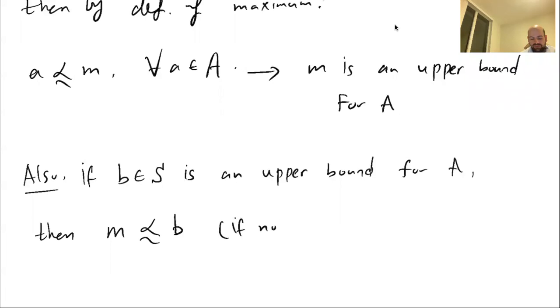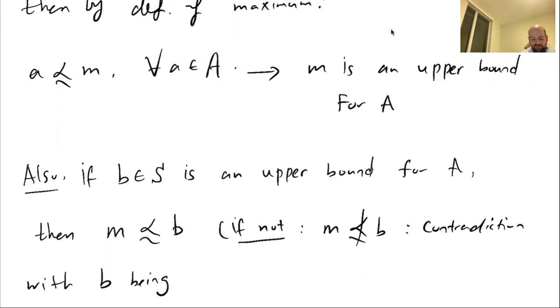If not, what can we say if M is not less than or equal to B? Well, we can say that M is not less than or equal to B, and this is a contradiction with B being an upper bound for A, right? B is supposed to be an upper bound for A. Upper bound for A means that it has to be bigger than or equal to every element of A. And M is one of the elements of A.